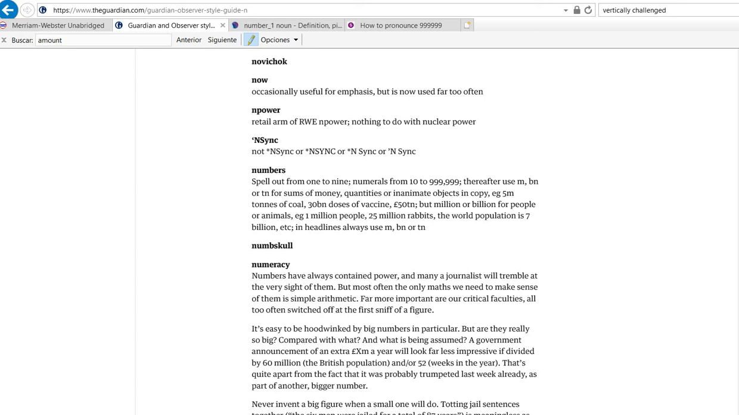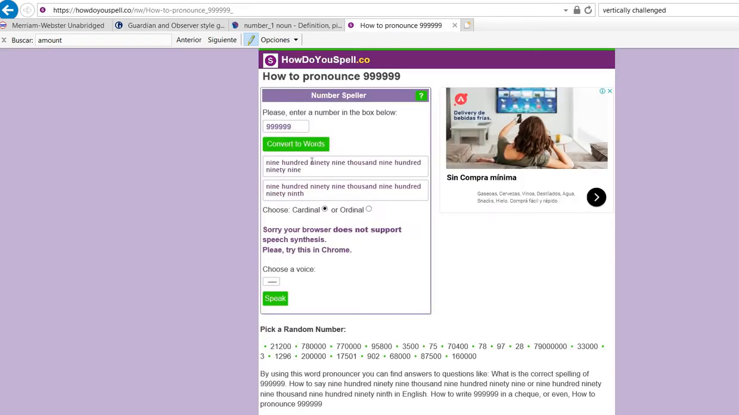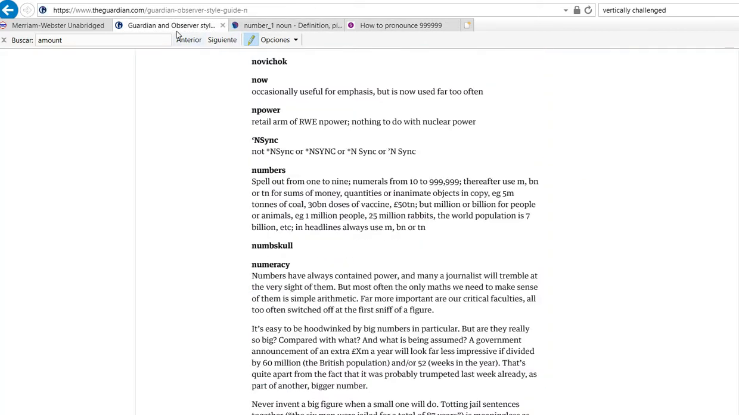And today we're going to talk about numbers, right? Right now we're looking at the style guide for The Guardian and The Observer, and they tell us to spell out from 1 to 9, and numerals from 10 to 999,999. I think that's what I said. Okay, let's go back.